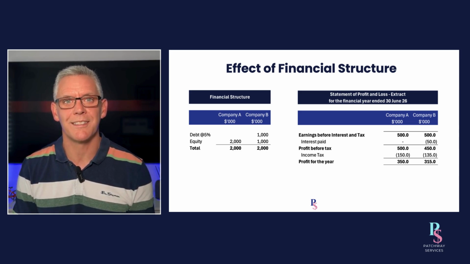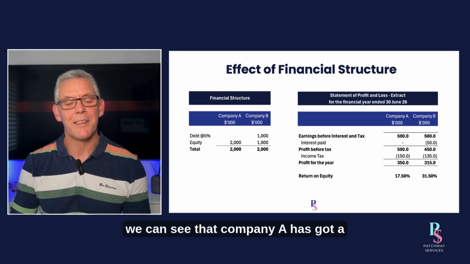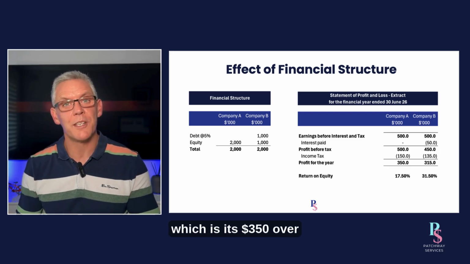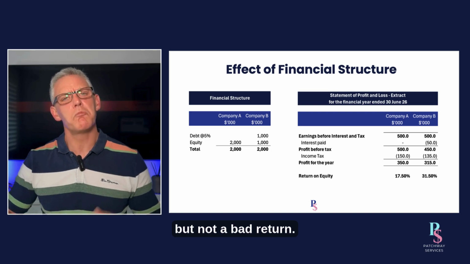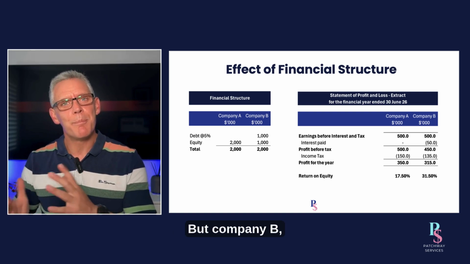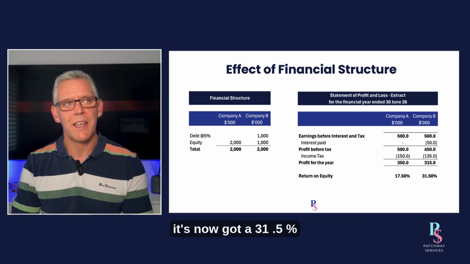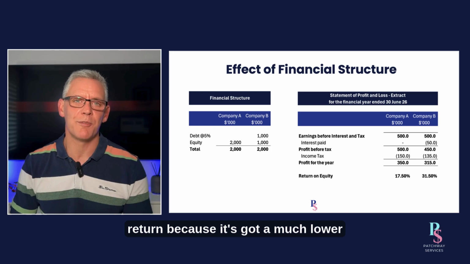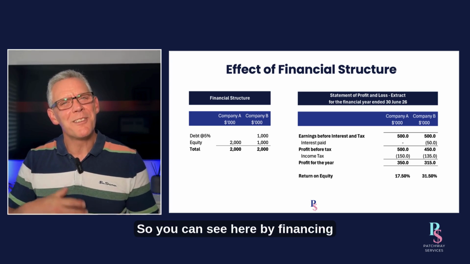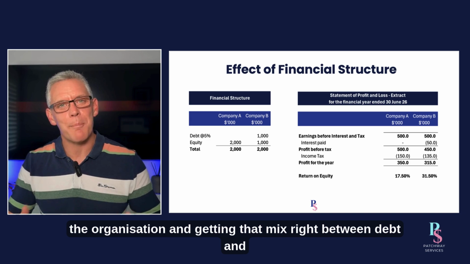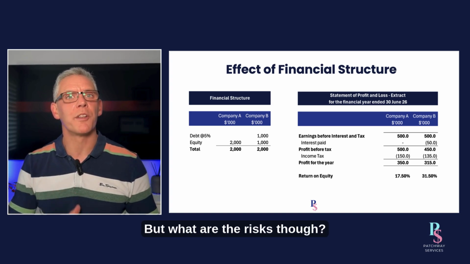So at this stage, it still looks as if Company A is returning better results in terms of its profitability. But now, if we have a look at the return on equity, we can see that Company A has got a return on equity, which is its $350 over its $2,000 that is invested, of 17.5%. Not a bad return. But Company B, because it's actually financed half of the company by debt rather than all by equity, it's now got a 31.5% return because it's got a much lower equity position in a sense. So you can see here by financing the organization and getting that mix right between debt and equity can improve the return for shareholders. But what are the risks though?